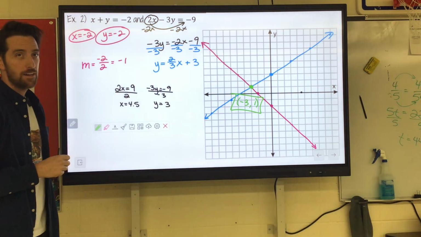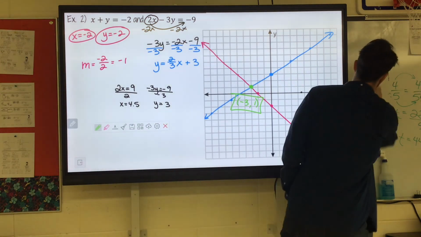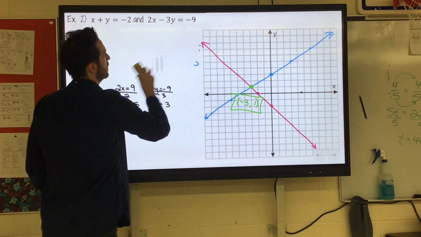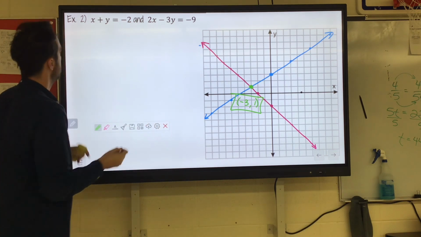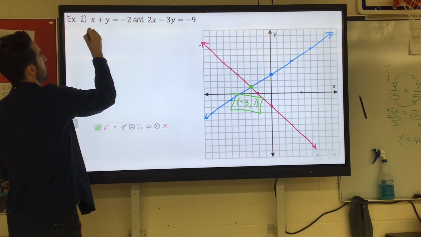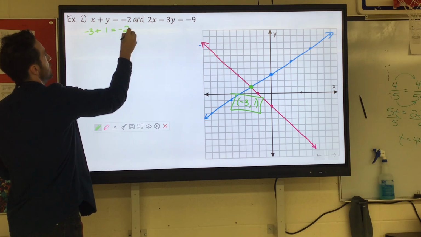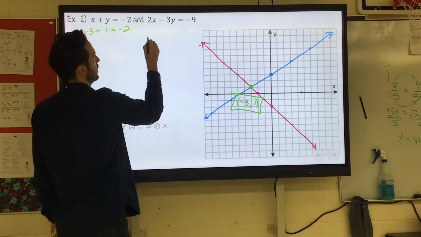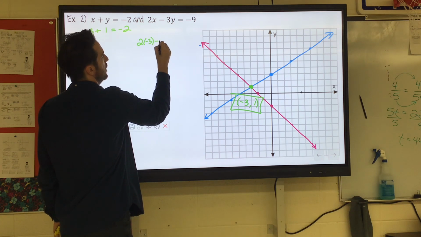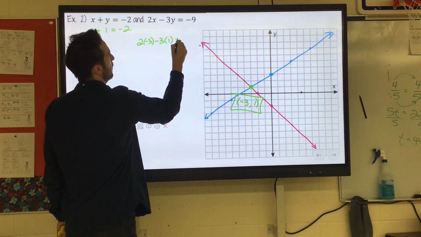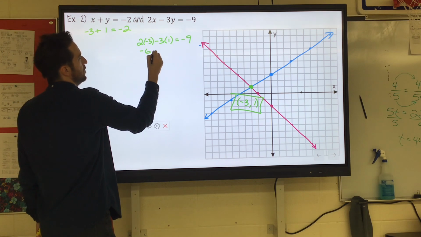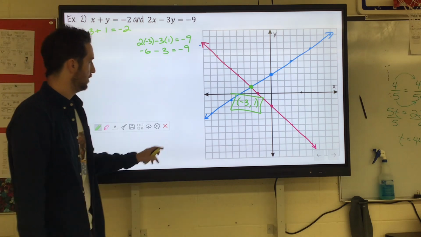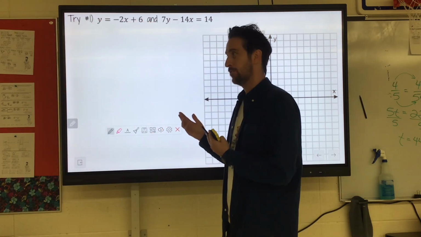You could check that algebraically in both equations. Let's see, negative 3, 1. So the x is negative 3, the y is 1. Negative 3 plus 1 is negative 2, so that one works out. If we're checking this one, 2 times x, 2 times negative 3, minus 3 times the y. Let's see, this would give us negative 6 minus 3, and that is negative 9. Sick, dude. Look how smart we are.